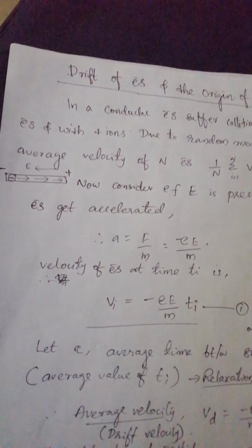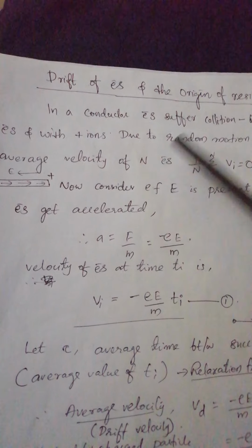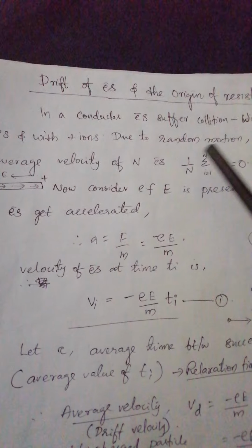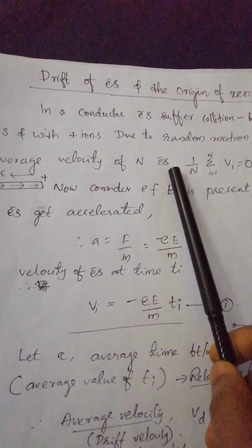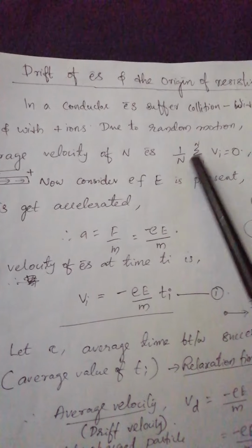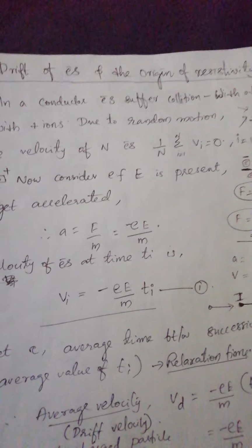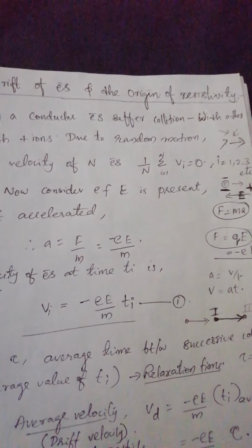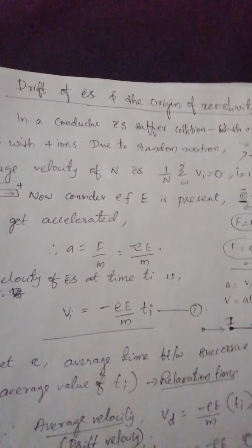So due to this random motion, ultimately the velocity of n electrons will be 0. That is the average velocity of n electrons. If we are considering n number of electrons, how can we write the average velocity? 1 by n, sigma i equal to 1 to n, Vi is equal to 0, where i can be 1, 2, 3, 4 values, meaning first, second, third electrons, etc. So due to this random motion, this average velocity will be 0.